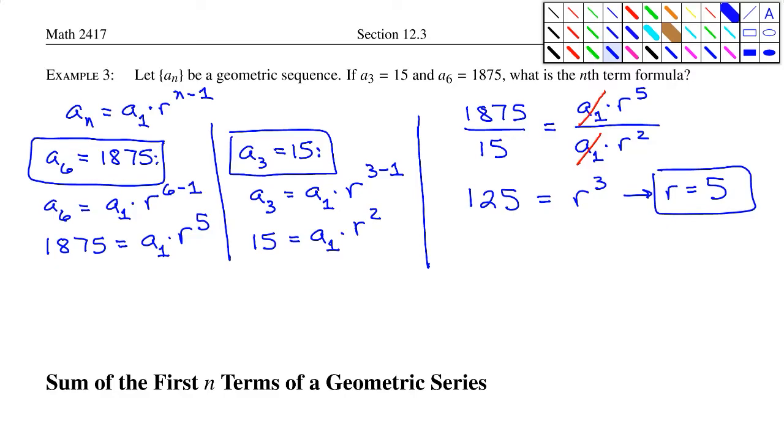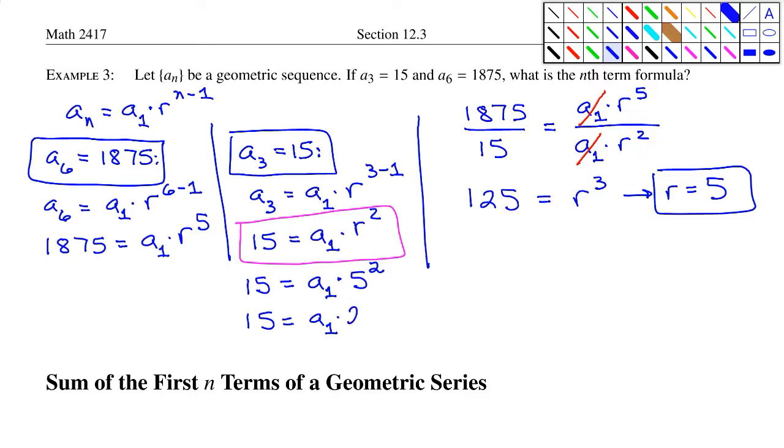Now I still need to find the first term of the sequence, and I can use any of my previous equations. I'll use this one with the 15 because it has smaller numbers. So 15 is equal to a sub 1 times 5 squared. So 15 is equal to a sub 1 times 25. So a sub 1 is equal to 15 over 25, which reduces to 3 over 5.